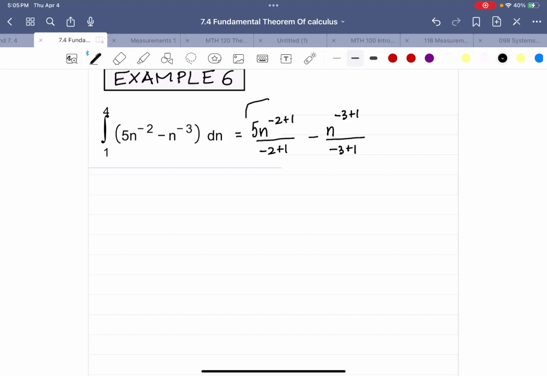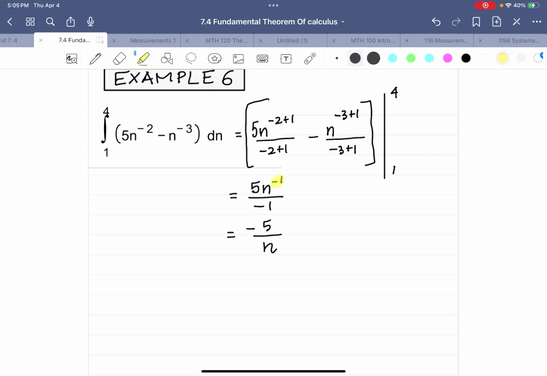And this whole thing has to be simplified first, but then evaluated at 4 and 1. There was no substitution required on this one. It's just a simple power rule. So that's going to give me 5n to the negative 1 over negative 1, which is negative 5 over n. If I simplify that completely, the negative exponent goes to the denominator. 5 divided by negative 1 is negative 5. That negative can be with the 5 or even with the bar.